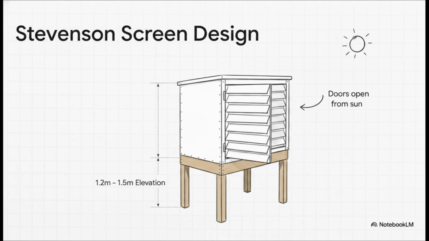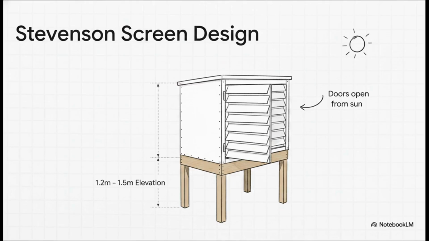right? So this brings us to the Stevenson screen. Let's walk through its strict design requirements. First off, it's a wooden box elevated exactly 1.2 to 1.5 meters off the ground. That keeps it safely away from any heat radiating back up off the soil. Second, it's painted a bright, stark white to reflect that incoming solar radiation.